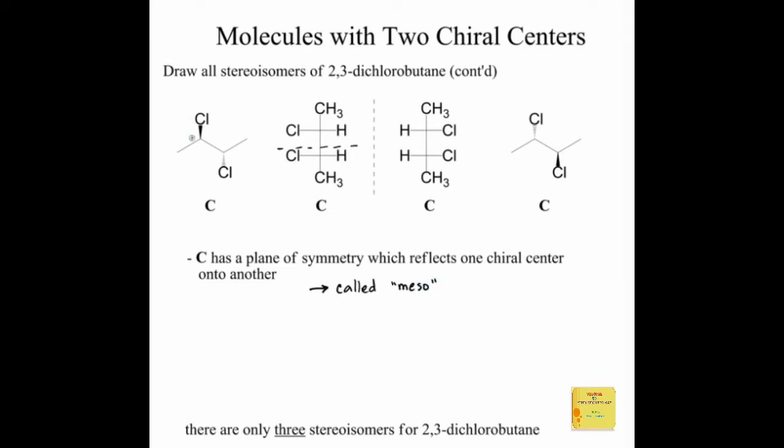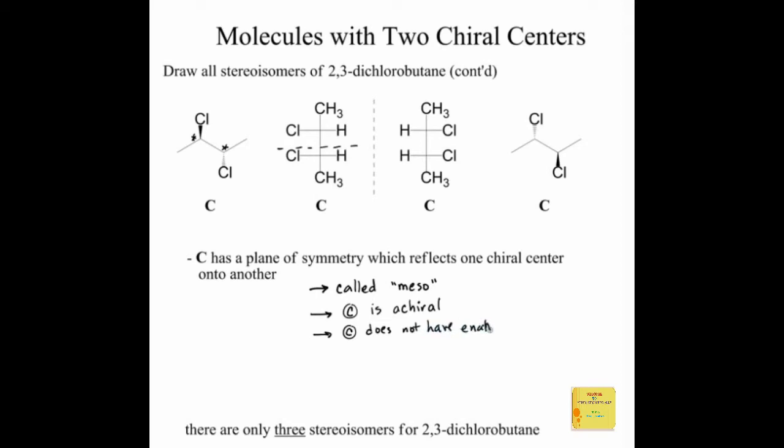So in other words, it does have chiral centers. It does have 2 chiral centers. We can name those as R or S. But the molecule as a whole has a plane of symmetry that reflects one chiral center onto the other chiral center. And for those unique compounds, we call them meso compounds. Because it has a plane of symmetry, C is achiral. It is no longer chiral if it has a plane of symmetry, and if it's achiral, C does not have an enantiomer.